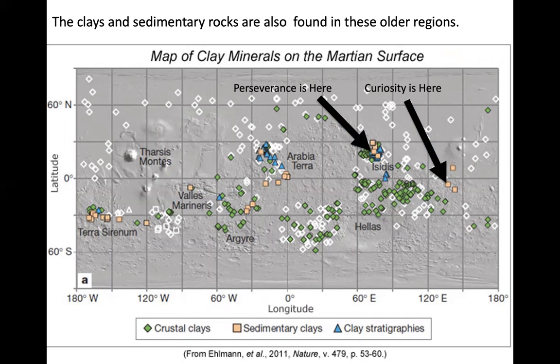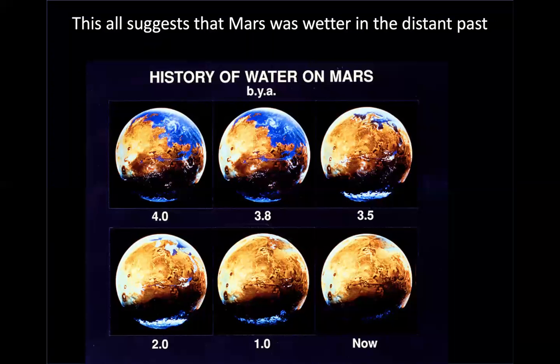These are also found primarily in the southern hemisphere, in these regions that are very old. And for very good reasons, that's where the rovers have gone, because that's interesting. But it does suggest that in the past, Mars was wetter than it is today.